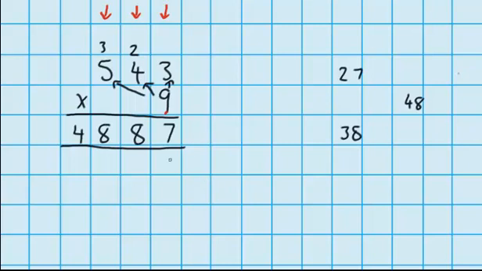And if you end up with a number that's greater than 9 in a column, you carry part of it over to the next column. And finally, we're multiplying by the top line, but we're adding any number that we've carried across.